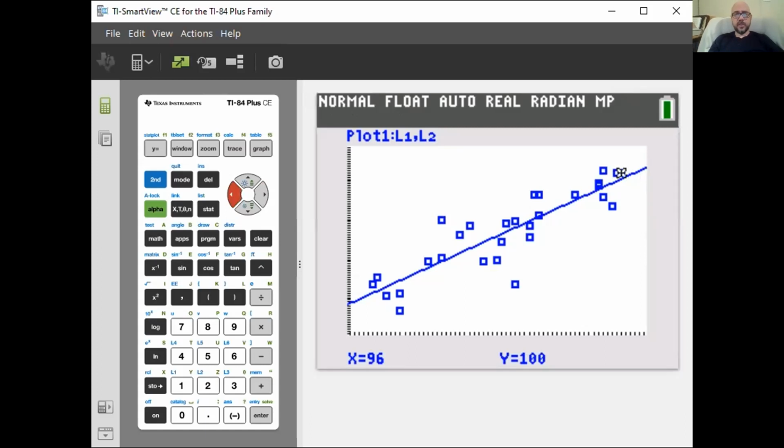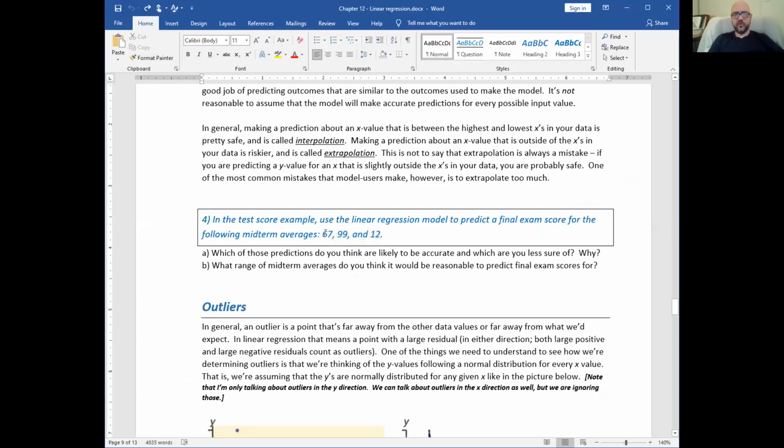So that's how I'm feeling about those predictions. For 67, I'm thinking the 70% we predicted is probably pretty good. For 99, the 100 that we ended up predicting, I'm a little bit less confident about it than about the 67, but still feeling pretty good. This 12, I don't think this is a good model for that. If I wanted to predict how this person was going to do on the final, I would want to get a data set of people who had averages around this number and then make a separate model entirely for it.